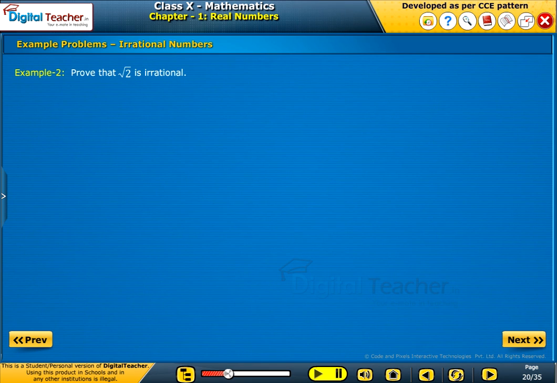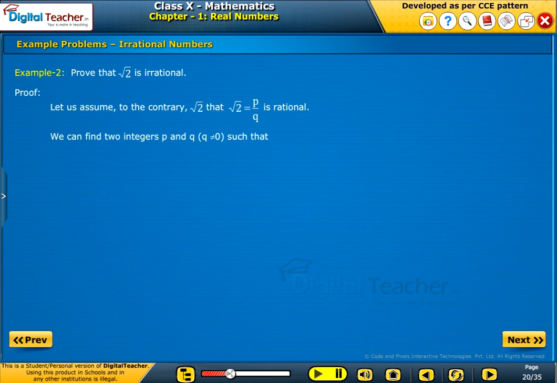Prove that √2 is irrational. Proof. Let us assume to the contrary that √2 is rational. Then, we can find two integers p and q such that √2 is equal to p by q, where p, q are integers and q not equal to 0.